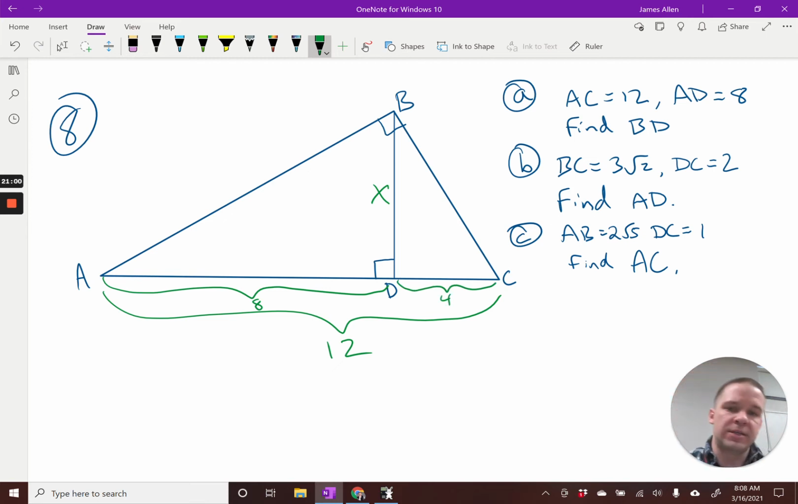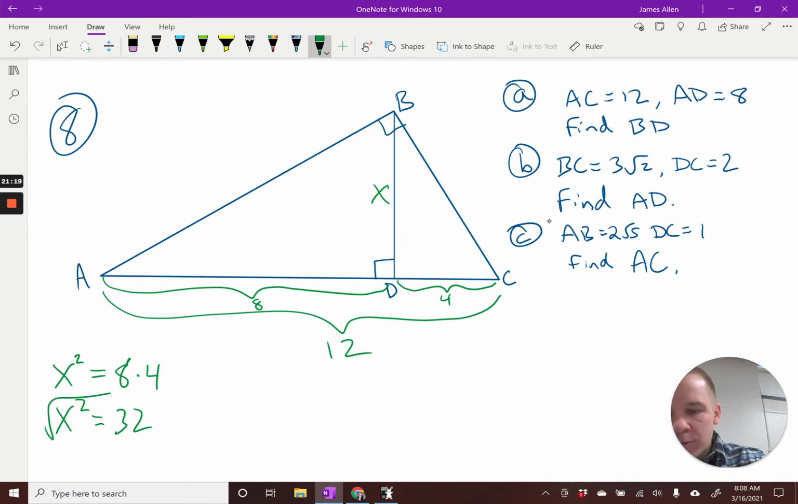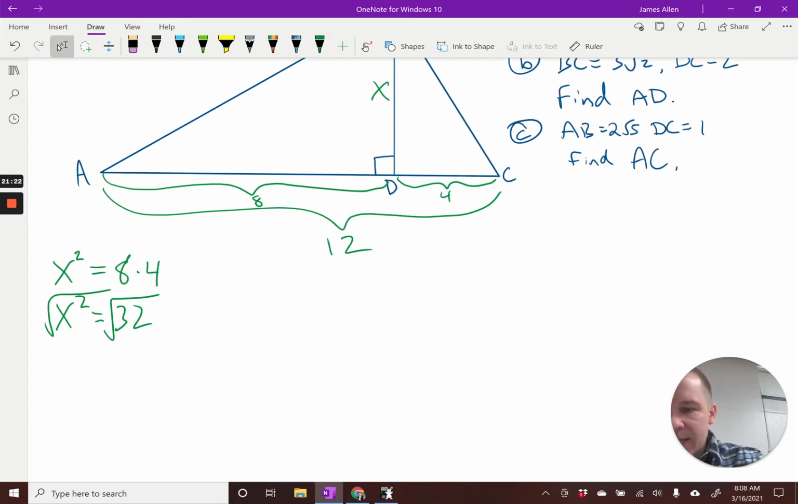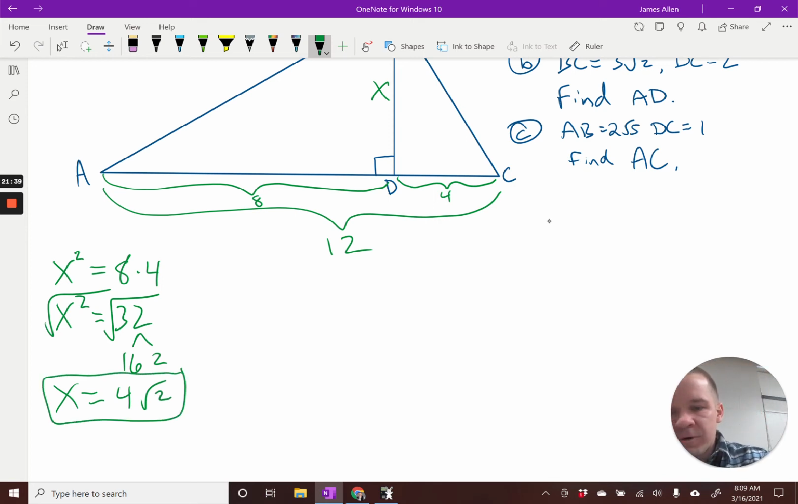And if I remember my formulas, that altitude, x squared is equal to the product of the 2 that it splits. So AD, which is 8, times DC, which is 4. X squared equals 32. Square root both. This would break out to 16 and 2. Now, if you're like, I got to go prime factors, keep going and circle your pairs. But I like to do this. 16 is a perfect square, so I get x is equal to 4 root 2. Square root of 16 is 4. 2 stays in. Boom. First one's done.